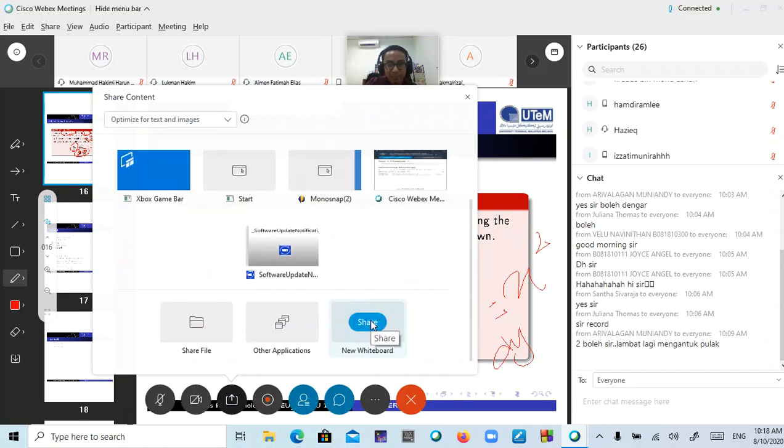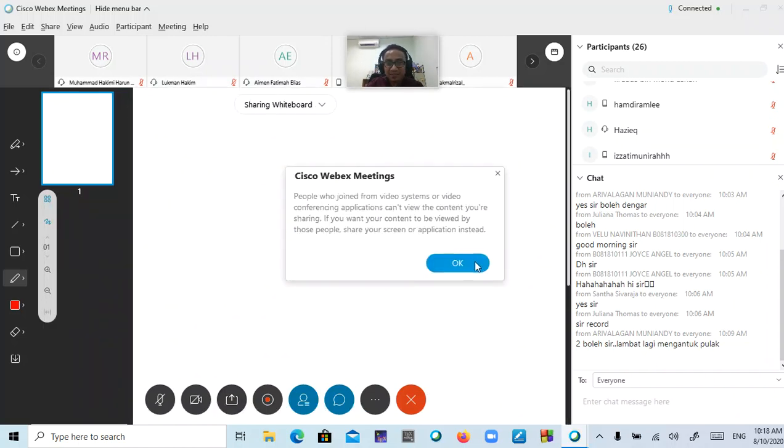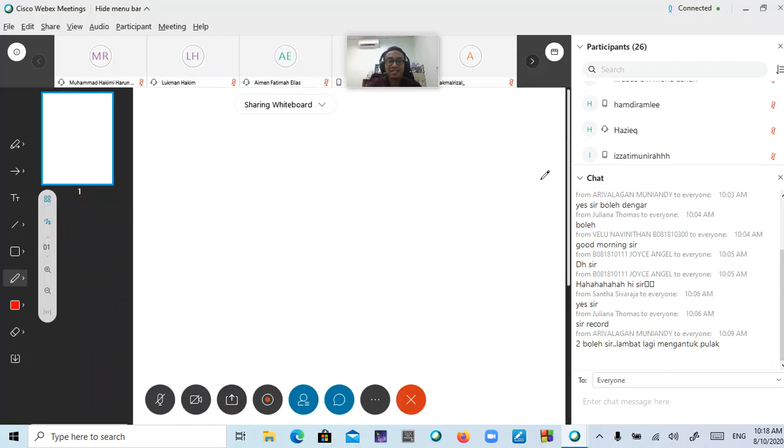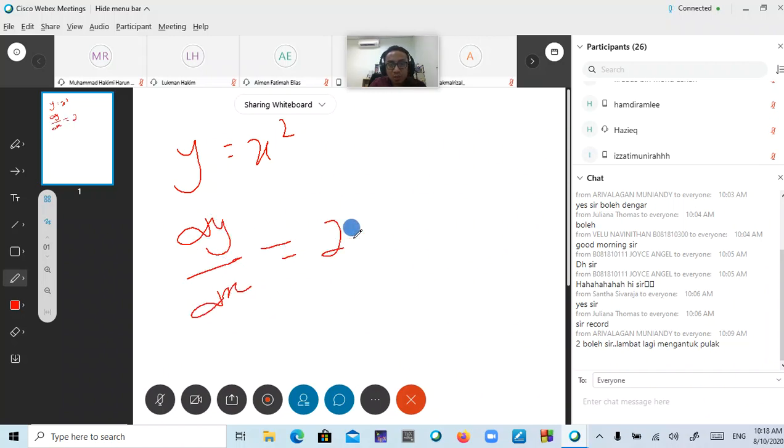Whiteboard. Okay, can you see this whiteboard? It looks empty, right? Okay, let's say you have y equal to x square, and then you want to differentiate with respect to x. So what will you get? If you differentiate with respect to x, you will get dy dx equal to 2x.